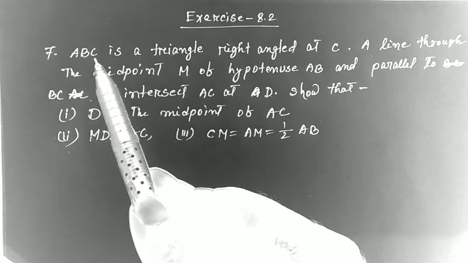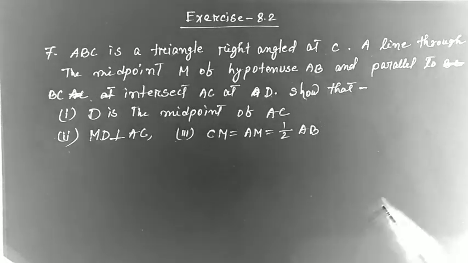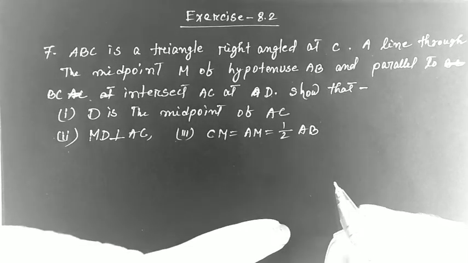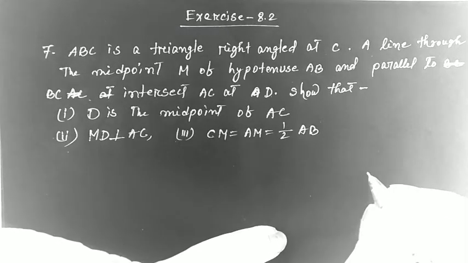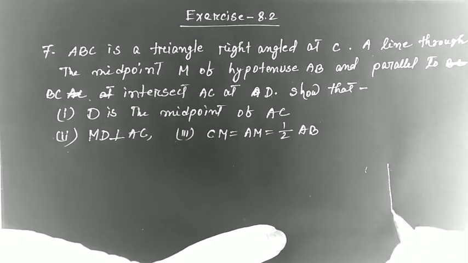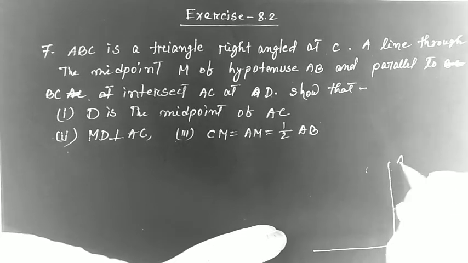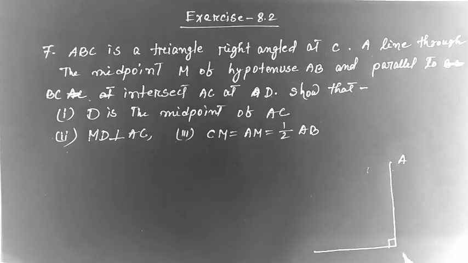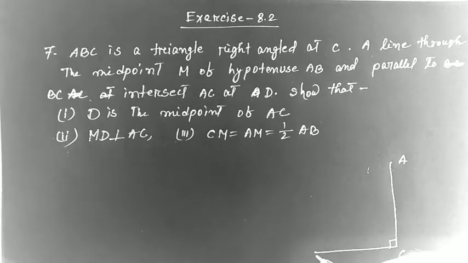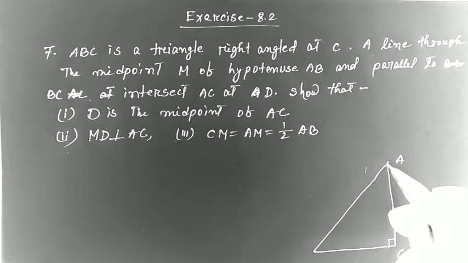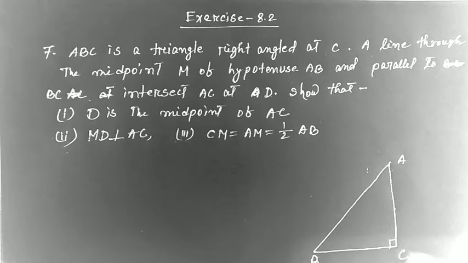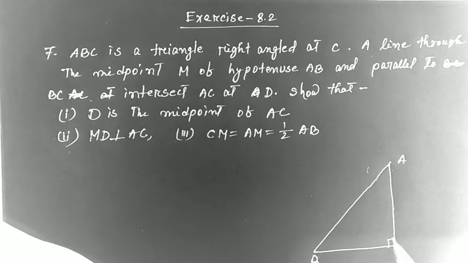We are given ABC is a triangle right angle at C. Suppose this is a triangle, right angle at C, so this angle is a right angle at C, and this is the hypotenuse. So ABC is a triangle where C is 90 degrees, that means right angle at C.